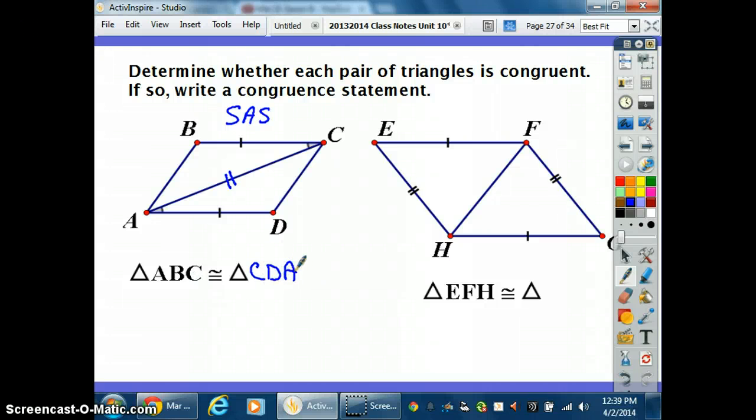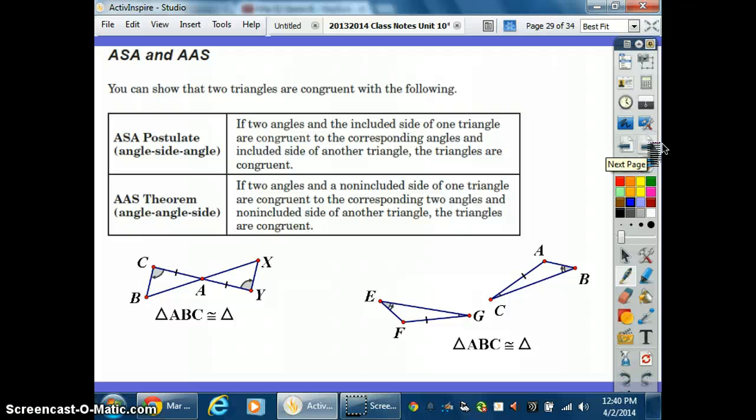Okay, the next one. Again, do you see the side they're sharing? Okay, I'm using 3 tick marks because I've already used 1 and I've already used 2, and then they both share this segment FH. So EFH, what corresponds to E? G. What corresponds to F? H. And then what corresponds to the H? The F does.